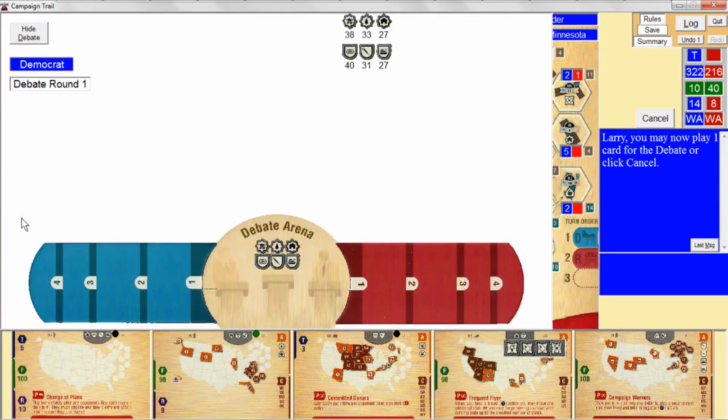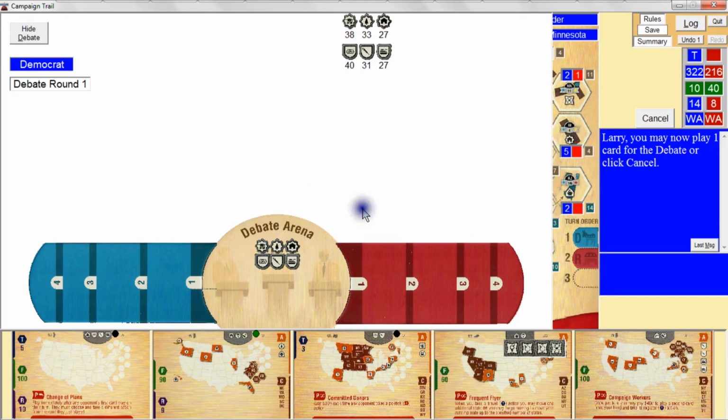So here's the debate arena. Here are the 6 issues that are currently the topic of this particular debate. There are 3 rounds to the debate. Also, at the beginning of the debate, I should point out that the turn order is changed so that the player who has the most electoral votes goes first. The player who has the least electoral votes goes last.